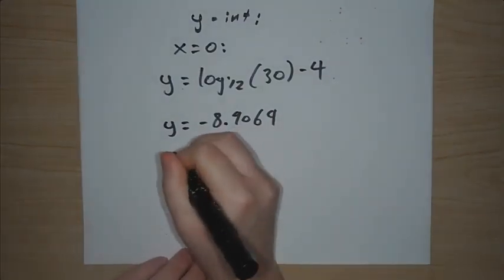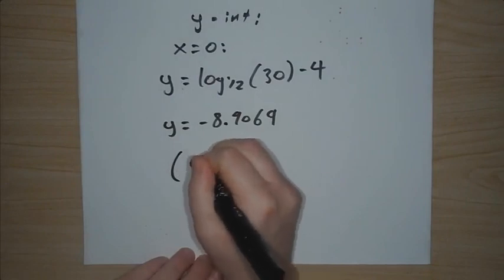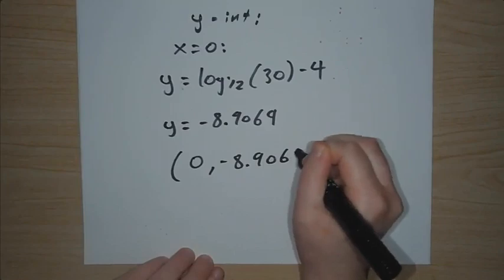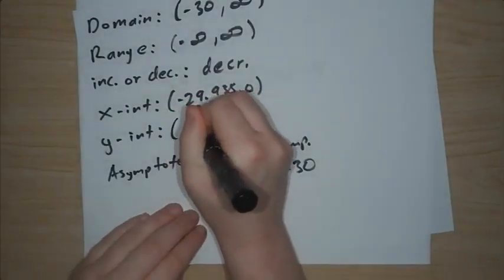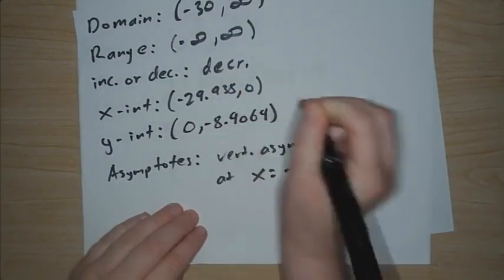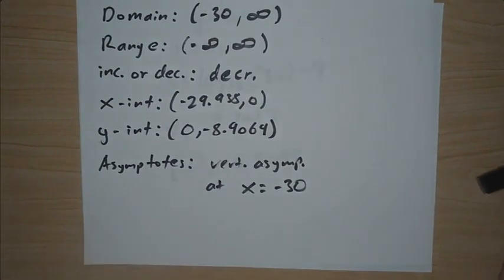And so what this means is that we have a y-intercept at the point 0, negative 8.9069. And we can write that over here. And we have discovered all of the key information about this function.